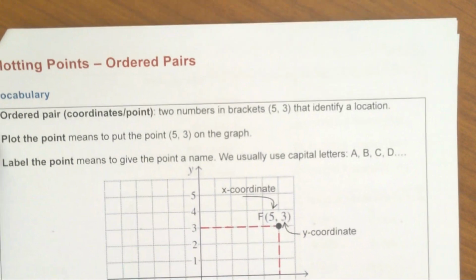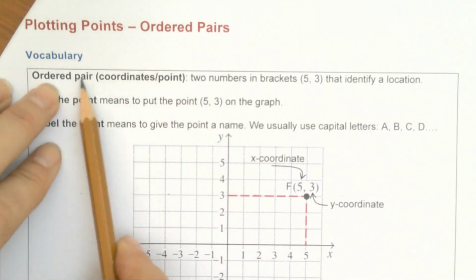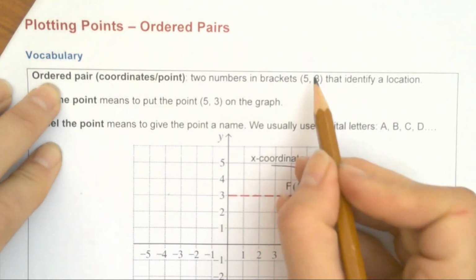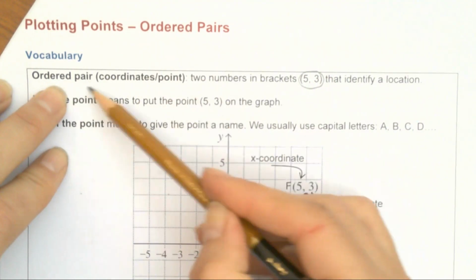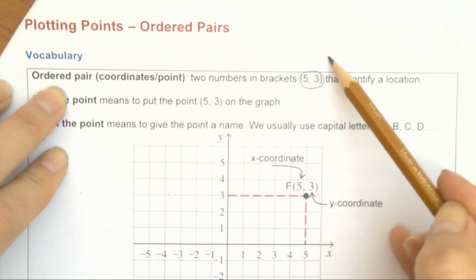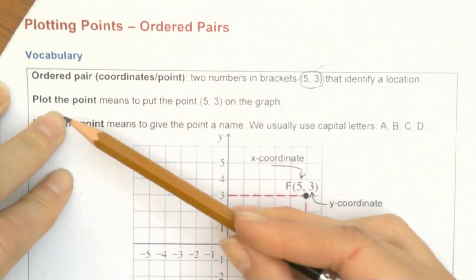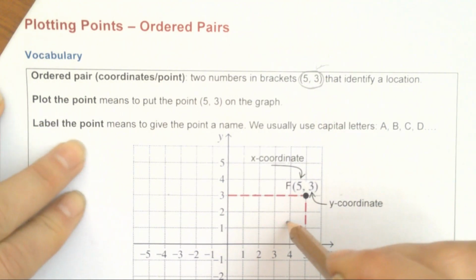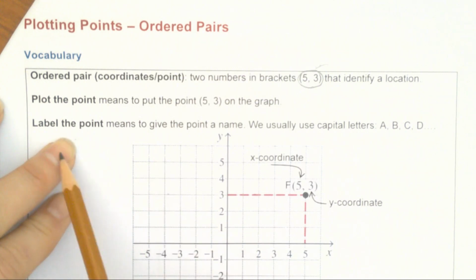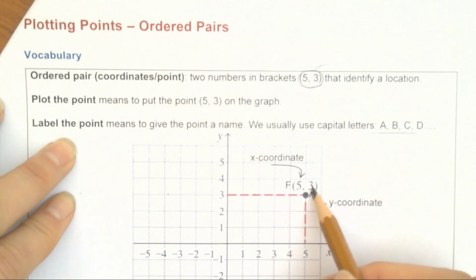All right, so now, remember when I said ordered pairs, coordinates, points? So whenever we have something like this, it's a coordinate, okay, or an ordered pair or a point. Those are the words we're going to use to identify what this is, okay? And remember, it means a location. If I say plot the point, that means put this point on the graph. If I say label the point, it means give the point a name, and we usually use capital letters to name our points. So you can see here's my point or my coordinate, and it's labeled, its name is F.